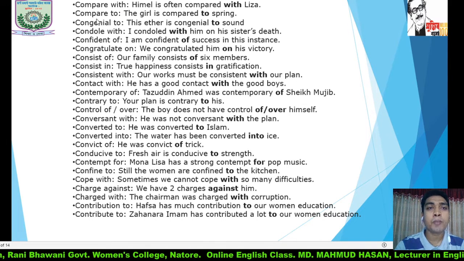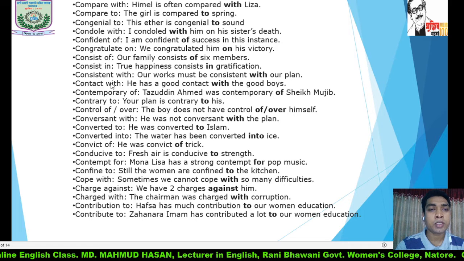Compare with, compare to, congenial to, condole with, confident of, congratulate on, consist of, consist in, consistent with, contact with, contemporary of, contrary to, control of or over, conversant with, converted to, converted into, convict of, conducive to, contempt for, confined to, cope with, charge against, charged with, contribution to, contribute to. Actually, these are also some best appropriate examples.